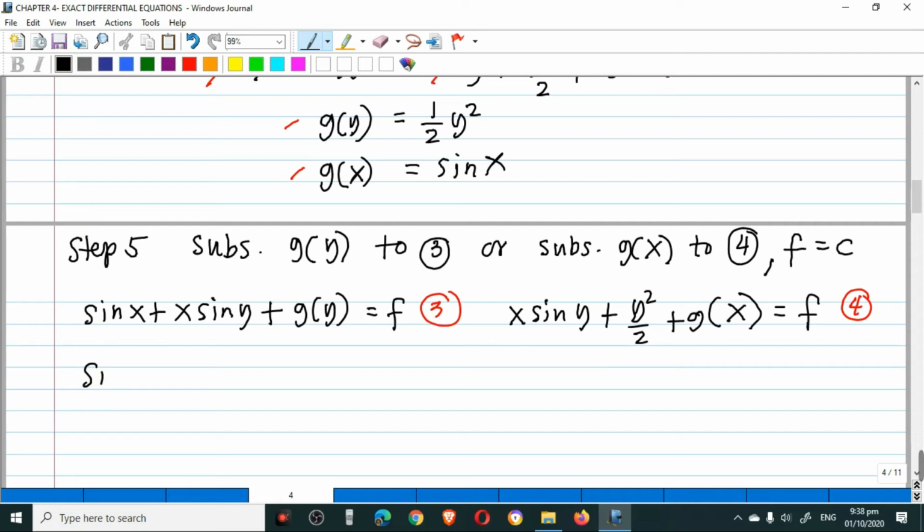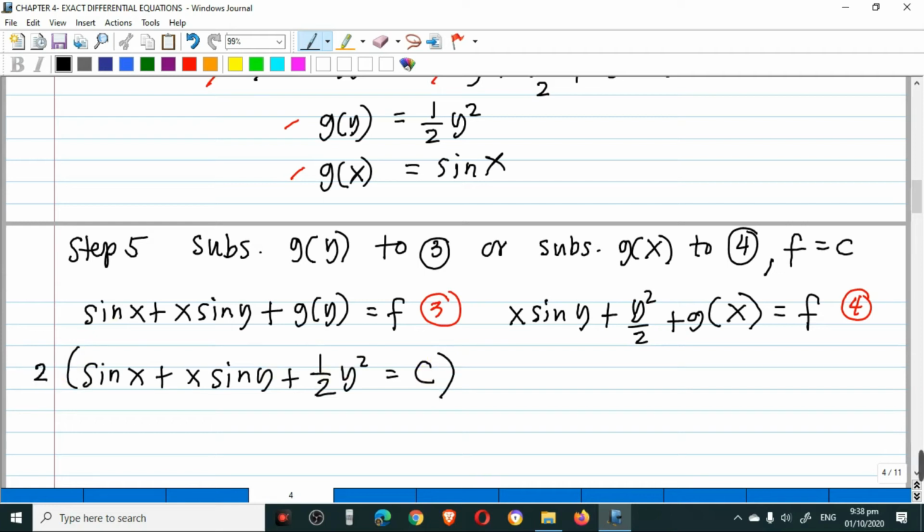So sine of x plus x sine of y plus gy. Gy is simply equals to 1 half y squared. And this is equals to f. F is equals to c. Yan. So simplify this. Pwede nating i-simplify ito. Bagaman pwede nang maging sagot to, but since we have a fraction here, we can maximize yung simplification natin.